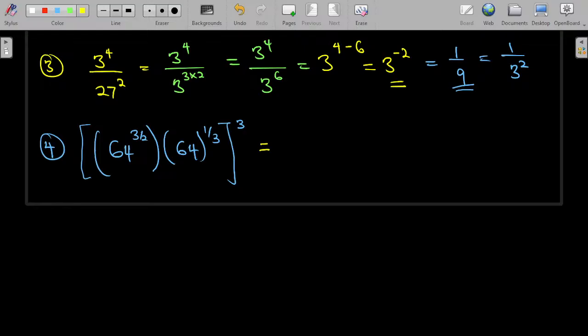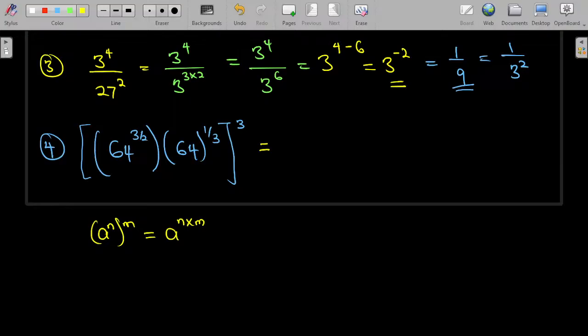Okay, now there are a number of things you can do. First of all, you can decide to join these two since the bases are the same, or you can decide to open up this bracket, and you know that if I have a to the power of n, all raised to the power of m, I've actually been using it here, that this is the same thing as a to the power of n times m. That's actually what I used here. So you can do that and allow 3 to multiply all these powers, or you may choose to join these two first, which I think is better.